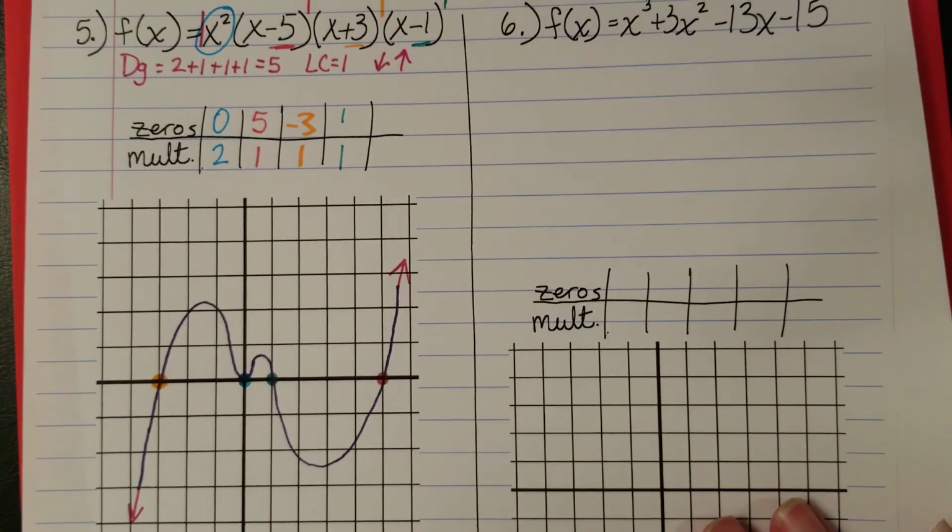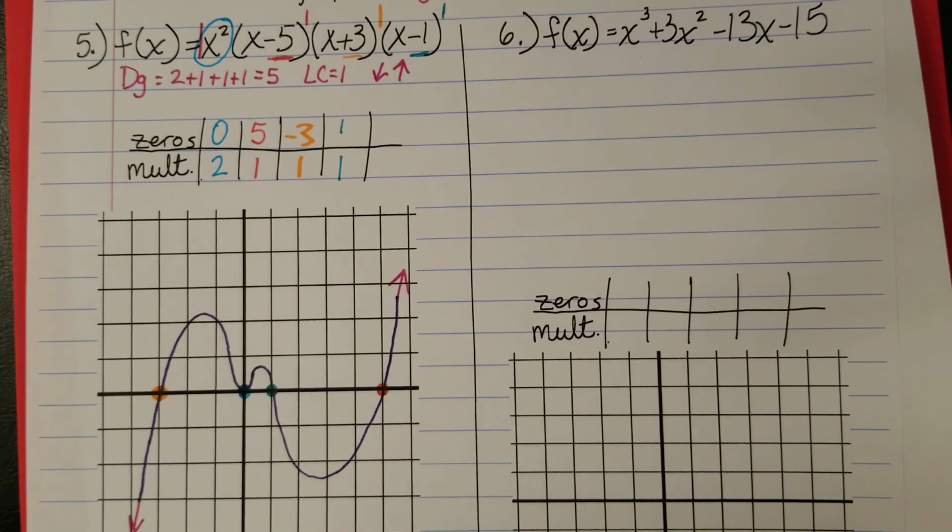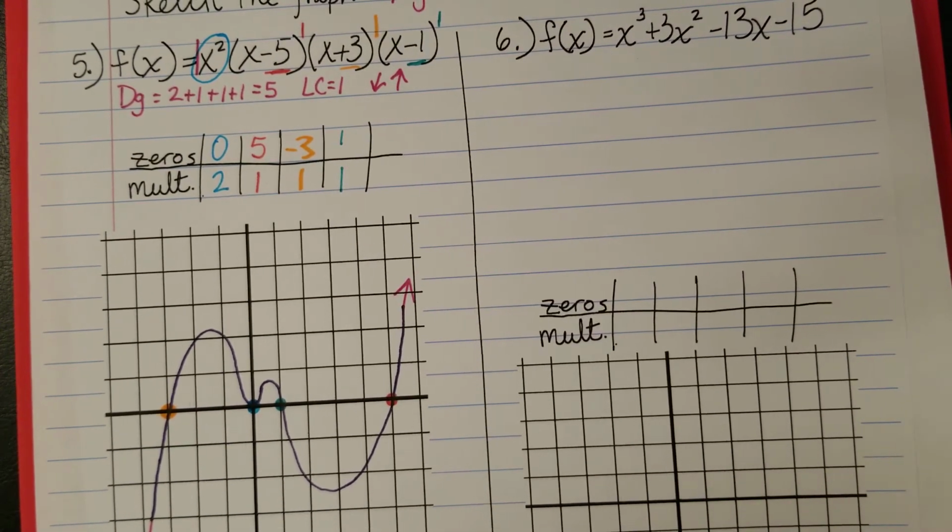Alrighty, number 6. This one is in expanded form. That gives us a little bit of extra work, because we have to factor it to figure out the zeros. This is where we're going to use the possible rational zeros theorem. The leading coefficient is 1, so that makes it easier.